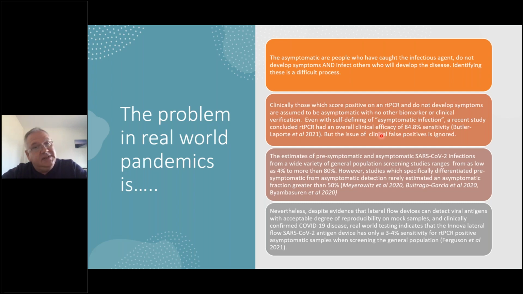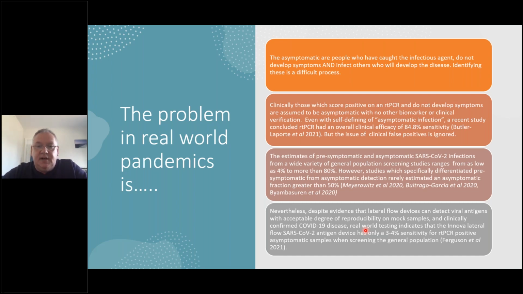The issue of false positives had been largely ignored, but it's really come up. The reason is that we're all now starting to screen people who haven't got any symptoms, so we've got to try and identify the pre-symptomatic and then that true asymptomatic population. The estimates of this pre-symptomatic, asymptomatic population identified by RT-PCR can range from 4 to 80%. But most studies will agree that when RT-PCR is applied to the general public, not necessarily presenting with any kind of symptoms, about 50% will be asymptomatic. They will not develop the disease, and we're presuming that they are able to spread it to others. So nevertheless, we really need to do this.